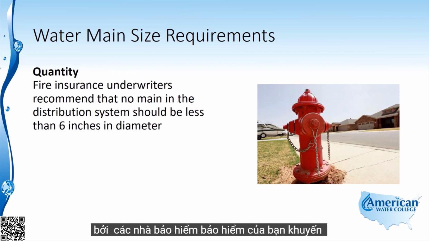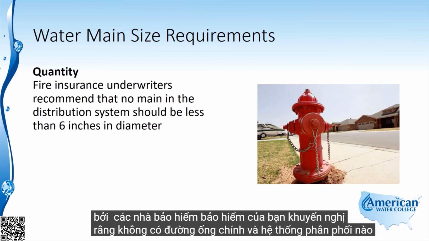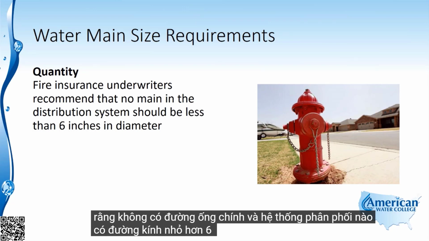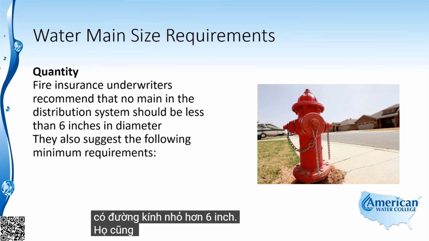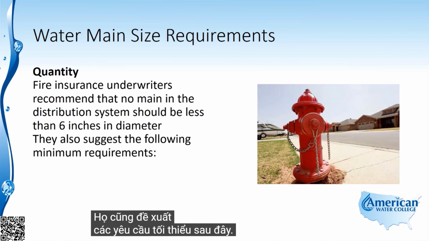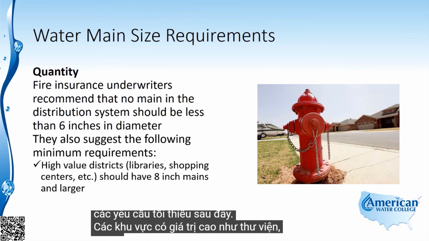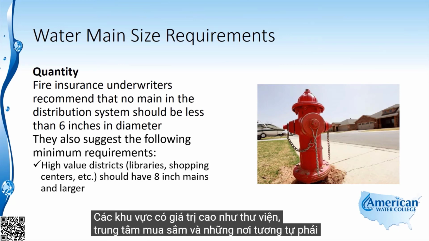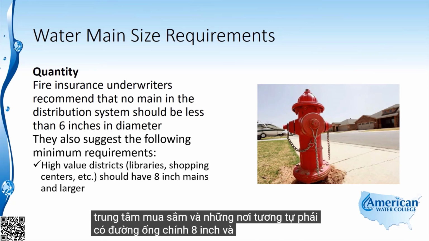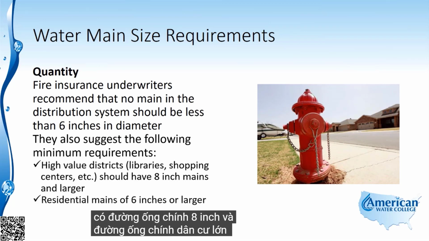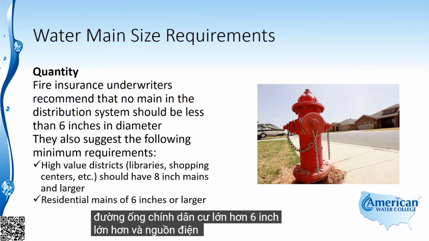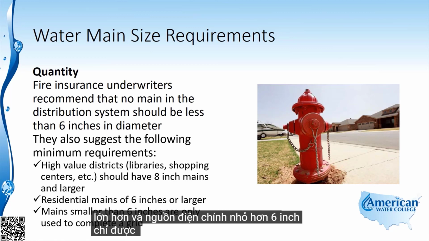Fire insurance underwriters recommend that no main in the distribution system should be less than 6 inches in diameter. They also suggest the following minimum requirements. High-value districts, such as libraries, shopping centers, and the like, should have 8-inch mains and larger. Residential mains of 6 inches or larger, and mains smaller than 6 inches are only used to complete a grid.